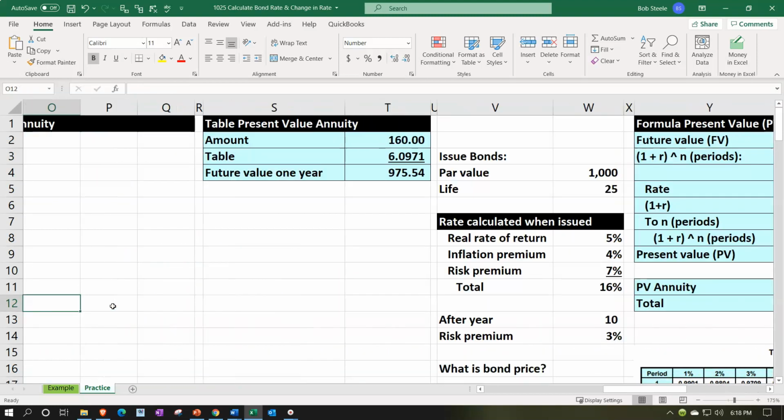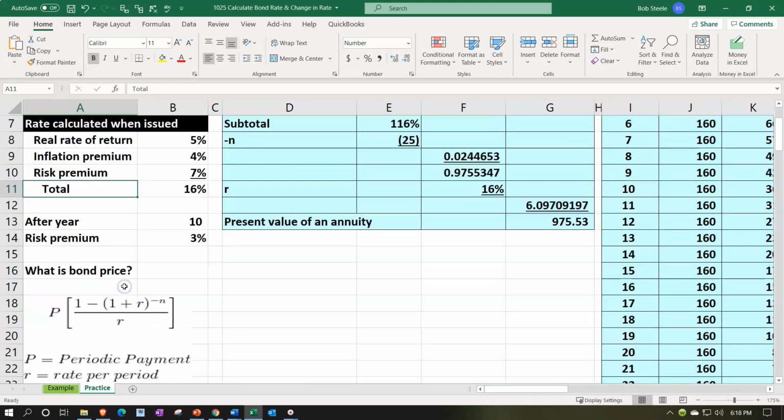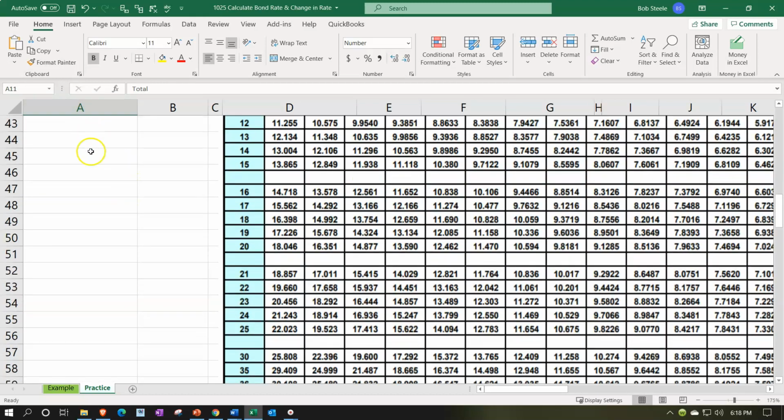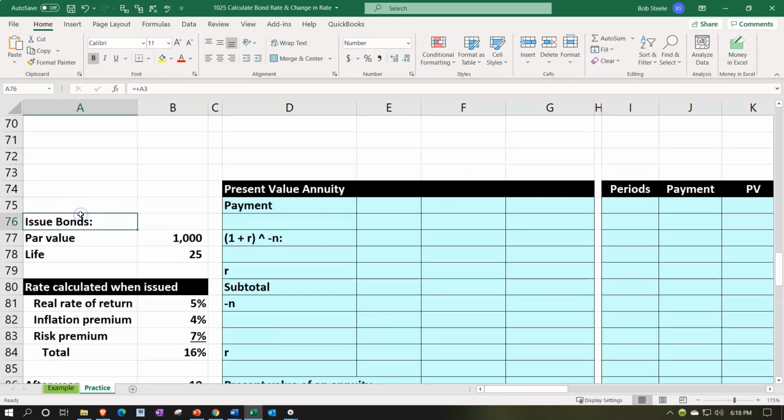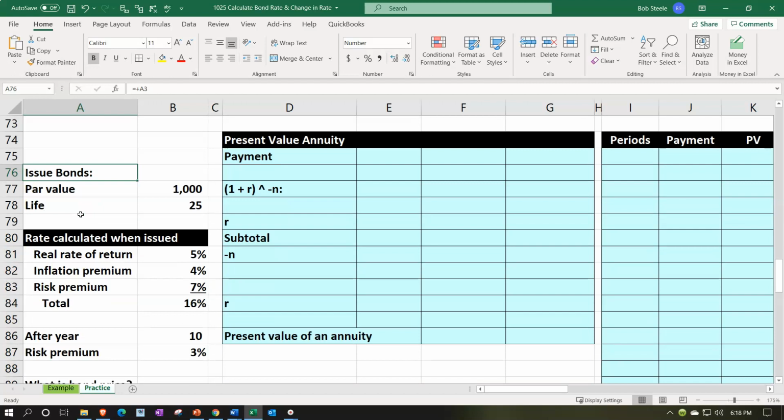Now, going back to the left-hand side, let's make a change. We're going to scroll down here. This time I'm in column A, down on about row 76. And now we're going to say time has passed. It's just like a movie where they say, time has now passed. Ten years later, the risk premium has changed to 3%. The risk premium was 7%, and now it's 3%, and 10 years have passed. So the life was 25 minus the 10. We're looking 15 years out at this point.